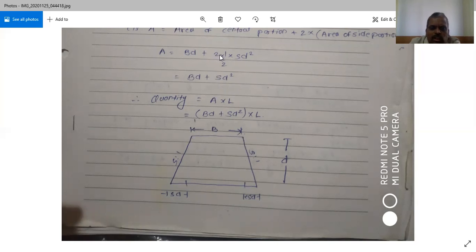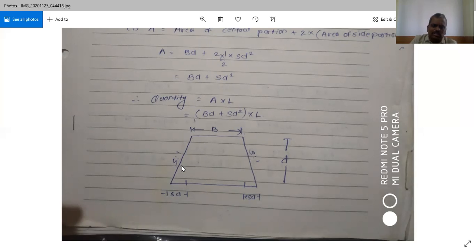So you have taken two, and how to find out the area of the triangle? Half into base into height. Half, and SD will be the base and capital D will be the height. So it is half SD square, and there are two of them. In this manner, you have to find the area of the cross section and multiply it with the length, it will give us the volume of that trapezoidal section. Quantity is equal to area into length, and it can be given by (B into D plus SD square) into length.